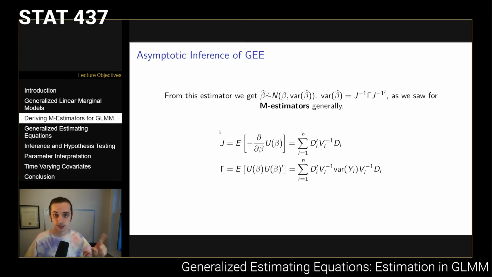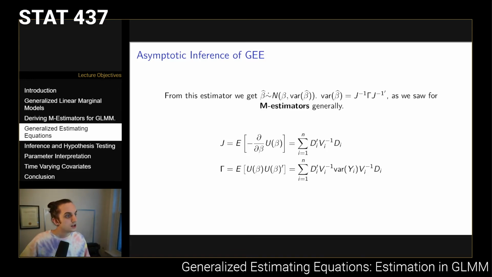And part of the reason is that we get asymptotic inference directly from this specification. So recall that because these are unbiased estimating equations, we're going to get that our beta hat is approximately asymptotically normally distributed. It's going to have a mean of the true parameter value, and we're going to have this variance matrix, right? And right here, we're writing this variance matrix as J inverse times gamma times J inverse transpose. So in M-estimation in general, we were calling those the A and B matrices. It's the same thing here, it's just that standard notation would have us using J and gamma.